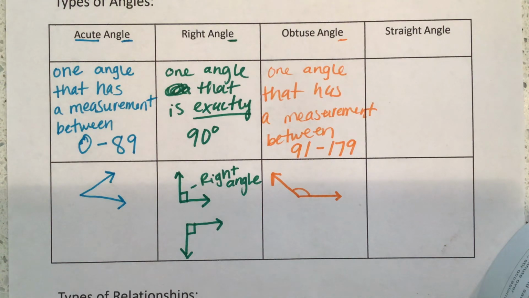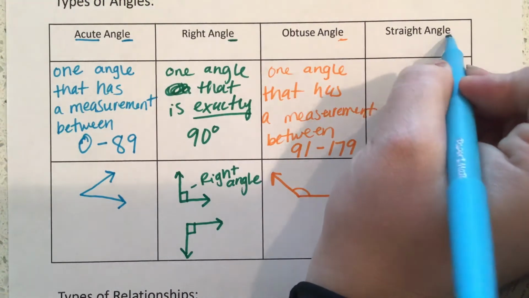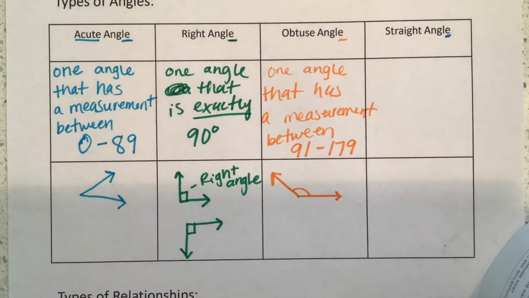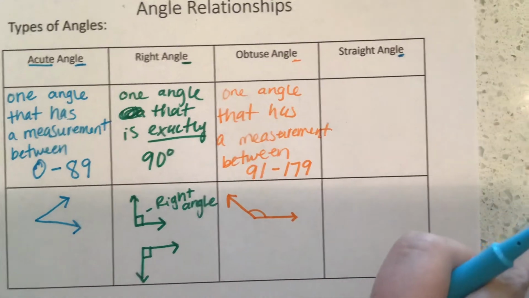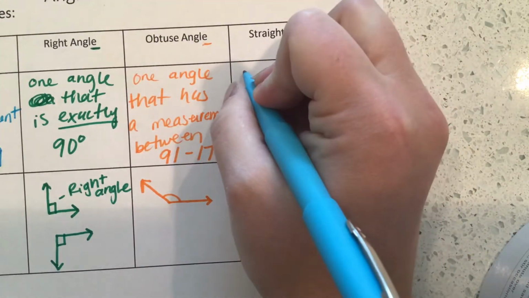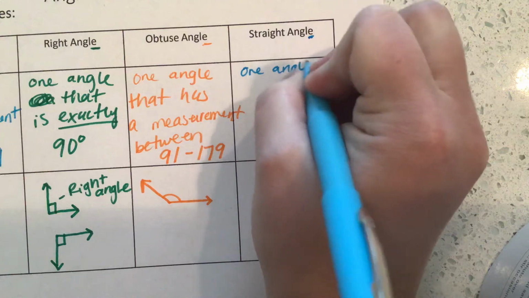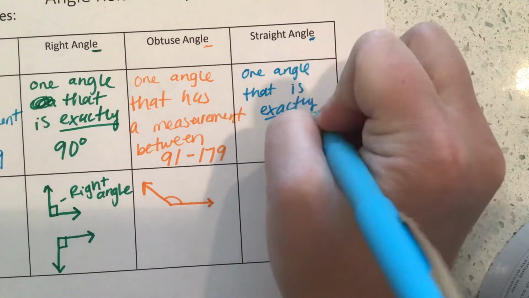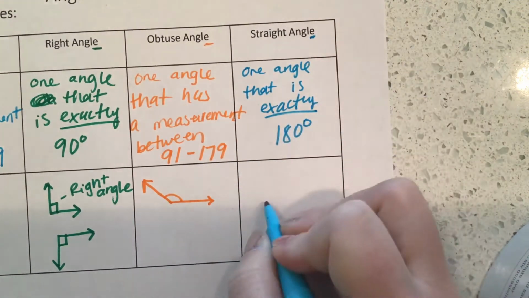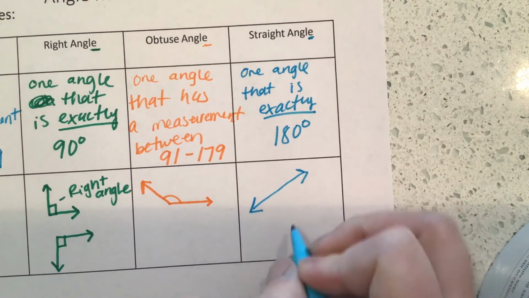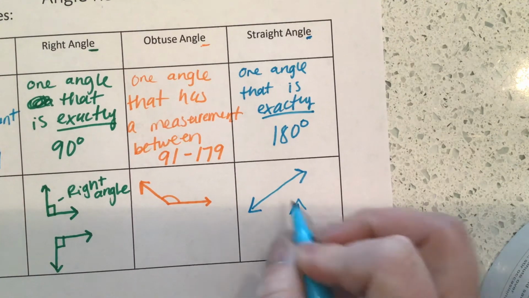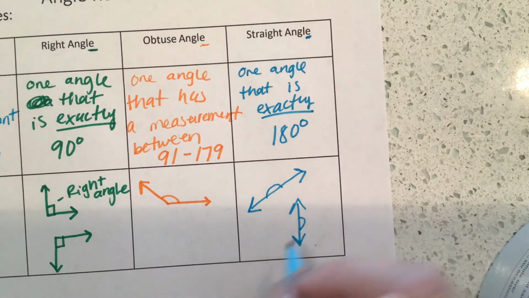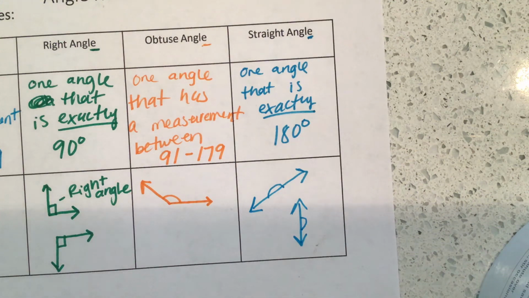Okay, and the last one is a straight angle. Again, it's singular. Sometimes we forget about this one because it's just a straight line, because a straight angle makes 180 degrees. So this is one angle that is exactly 180 degrees. So any straight line that we create is going to have a 180 degree angle right there. Any straight line that you create is going to be 180 degrees. It's also called a straight angle. Straight line, straight angle, they go together.